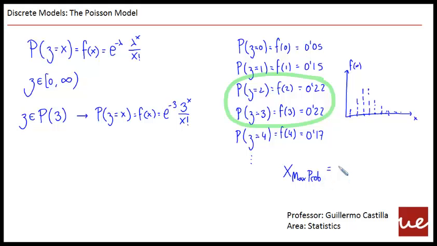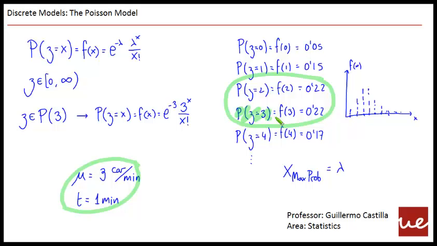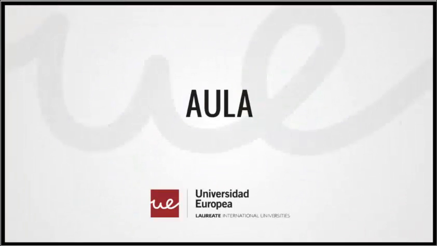So what would the x of maximum probability be in one of these problems? Well, it's always lambda. For example, if I have a problem where we have 3 cars per minute and a time of 1 minute, as we were explaining here, well, the most probable amount of cars to pass in 1 minute is 3. In this case, mathematically, we also get the 2, but this is just because of the model itself. Out of sheer luck, it's 0.22 as it was in the other one. But it doesn't really describe the thing itself.